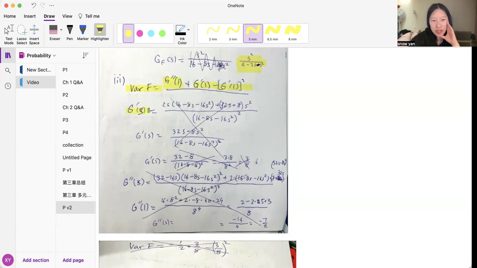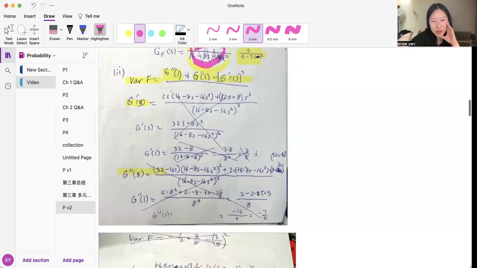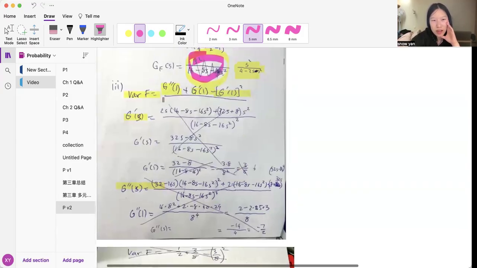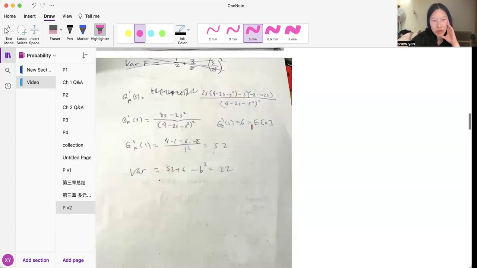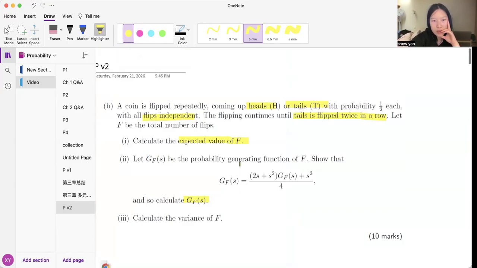I differentiated G and G, but I used the wrong function over here. I used this value, which was wrong, so everything over here was wrong. But the idea was right that I should have used this expression and I should have gotten a value. So I redid the calculation over here, I just wrote it down, and I got that my variance is equal to 22. So that's how I did it.